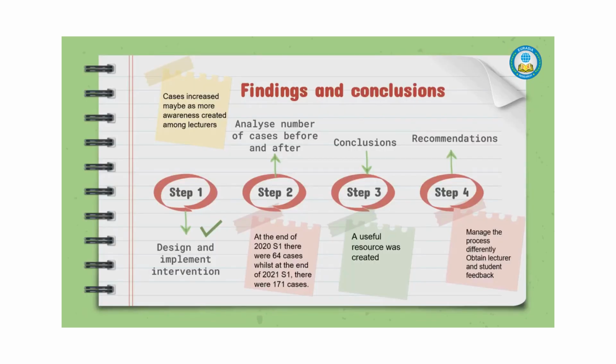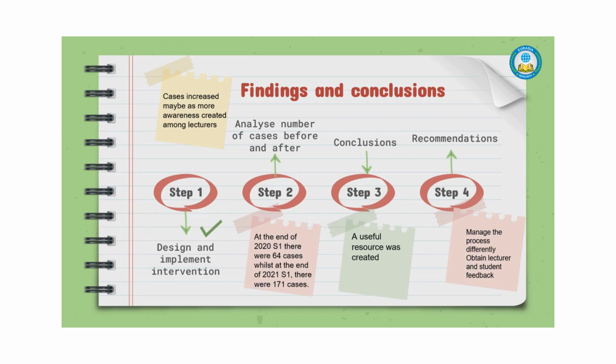At the end of semester 1 in 2020, there were 64 recorded major plagiarism cases, while at the end of 2021 semester 1, there were 171 cases. Consistent with the finding of other studies that were conducted about plagiarism trends during the COVID-19 period, these statistics reveal an increase in major plagiarism cases from 2020. So, although a decline in plagiarism cases after the implementation of the intervention was not observed, this phenomenon could be because of various contextual factors.